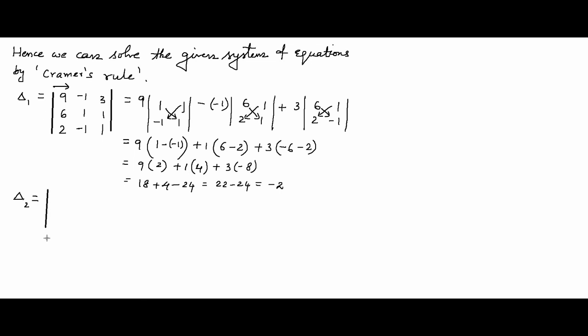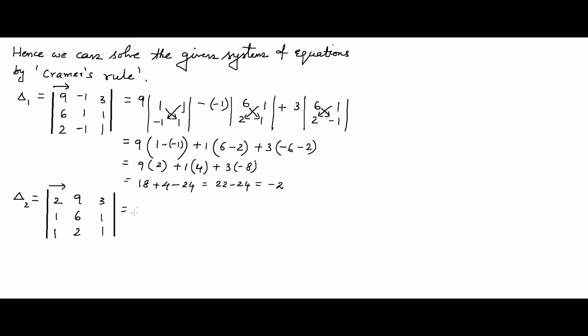Delta 2 is nothing but in matrix A we need to replace the second column with the constants. So the first column and the third column will be the same as matrix A, and the second column will be replaced with constants. Remember, we have to concentrate on matrix A, the coefficient matrix. In the coefficient matrix, you replace the second column with constants, you get delta 2. Now already we have seen how to expand the determinant.